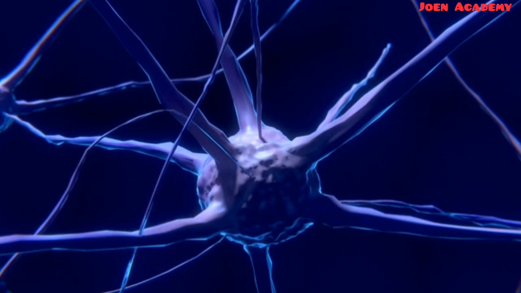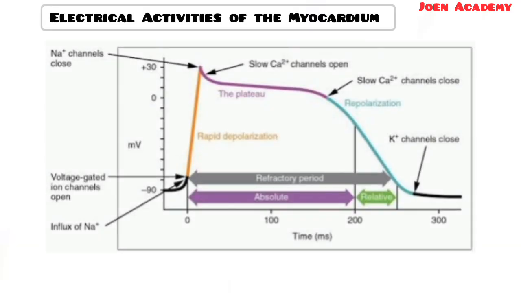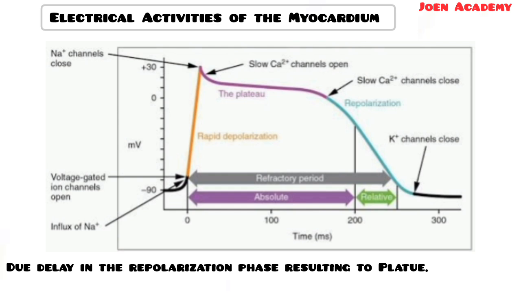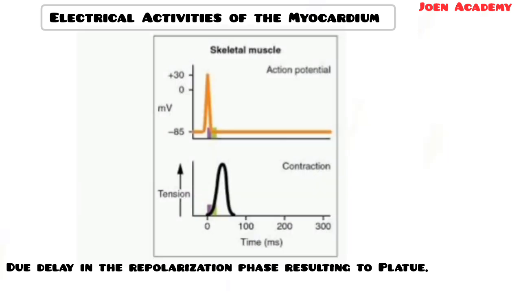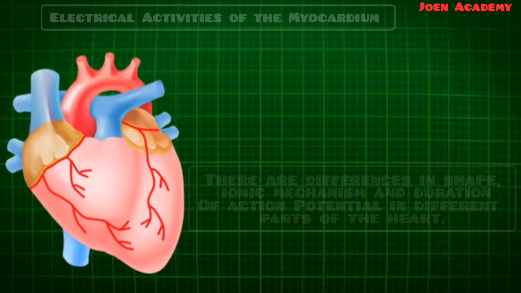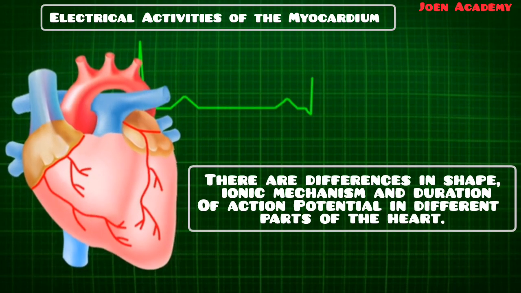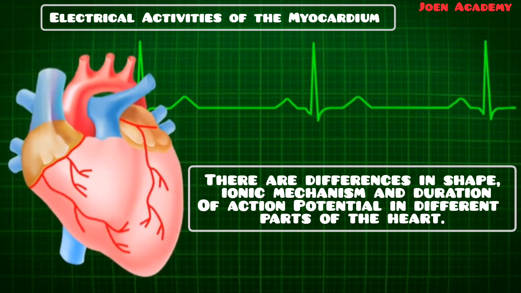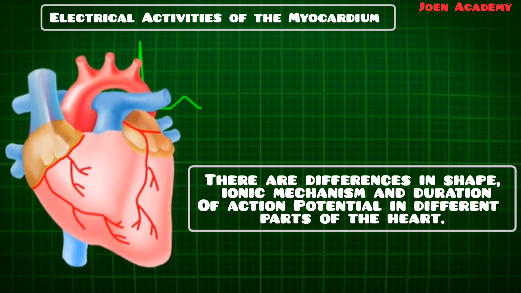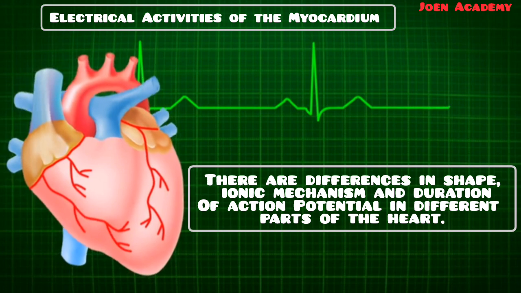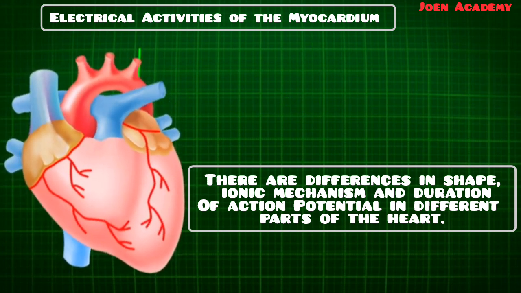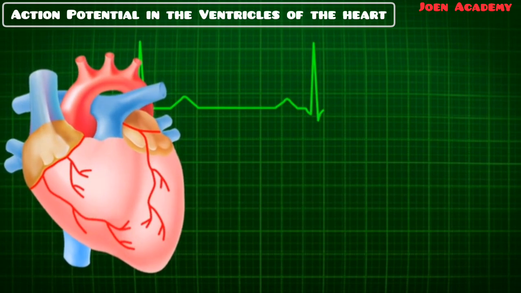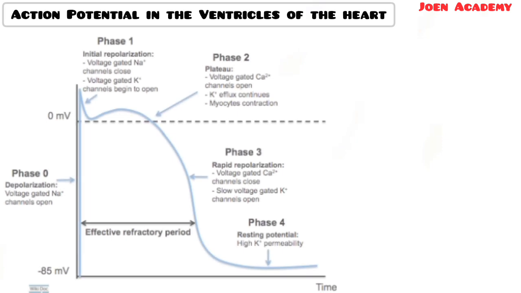The reason for this prolonged duration of the action potential in the myocardium is a delay in the repolarization phase, which manifests as a plateau in the action potential, unlike the spike potential seen in skeletal muscle or nerve. There are differences in shape, ionic mechanism, and duration of the action potential in various parts of the heart. Let's look at the various action potentials in various parts of the heart. But firstly, we are starting with the action potentials in the ventricles.